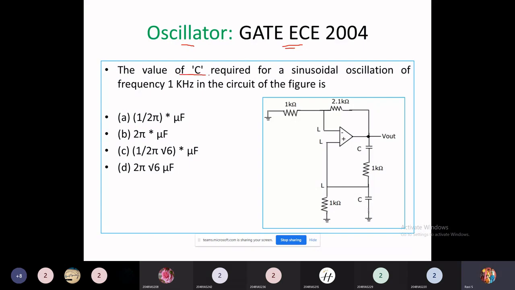The value of C required for a sinusoidal oscillation of frequency 1 kilohertz in the circuit of the figure is, so an oscillator circuit is given to us and its frequency of oscillation is given as 1 kilohertz. We need to identify the value of capacitor. First, let us try to identify what oscillator this is. Once we identify the oscillator, we can obtain the expression for frequency of oscillation. From that, we can calculate the value of capacitor.